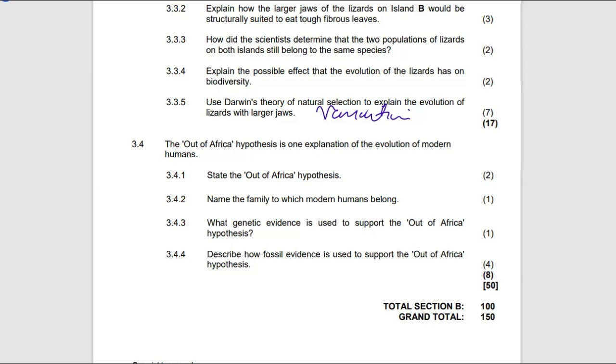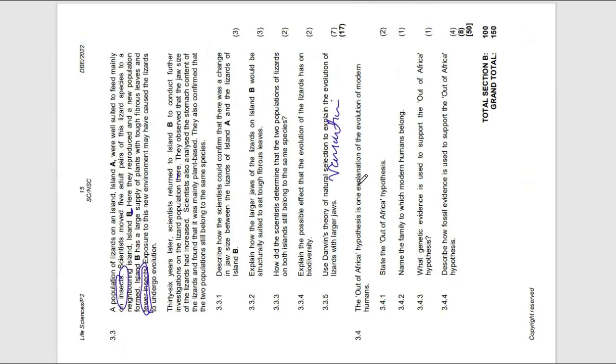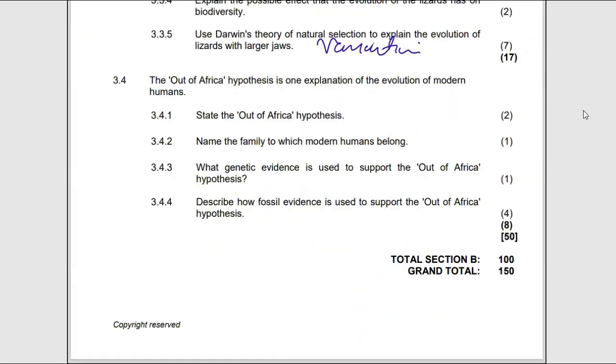Lastly, on this paper, please, you should never go to the paper without knowing these questions. The out of Africa hypothesis, which states that modern humans originated from Africa and migrated to the rest of the world. Don't forget the word modern.